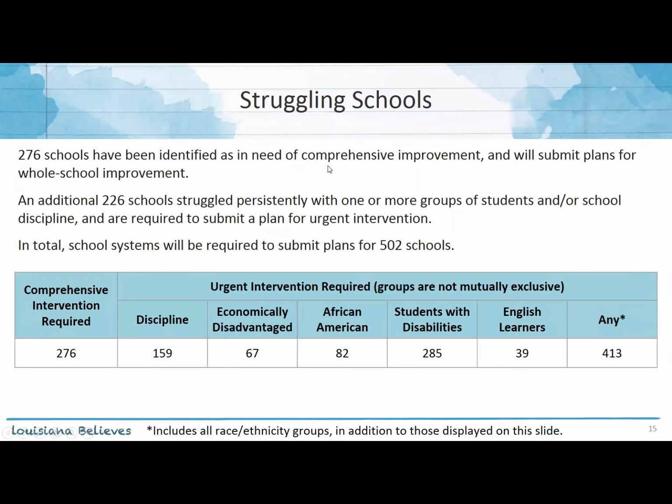This year's release also identified schools struggling overall, meaning comprehensive intervention is required, and with specific groups of students, or for discipline, meaning urgent intervention required. A total of 502 schools will require improvement plans.